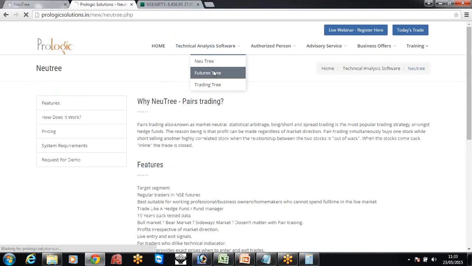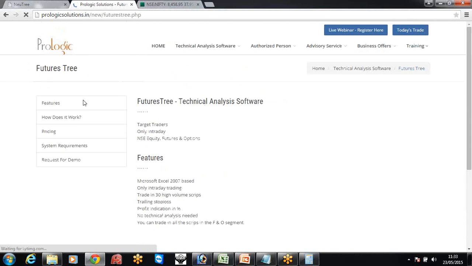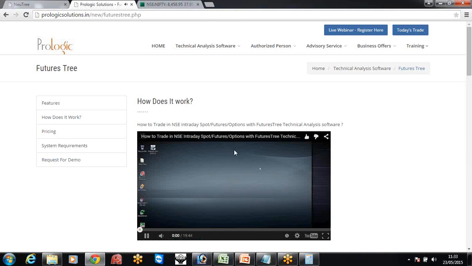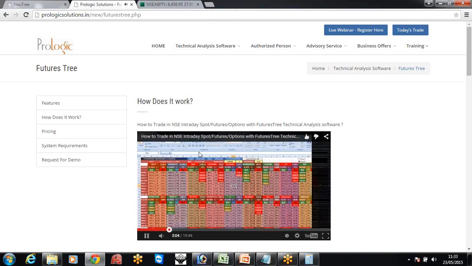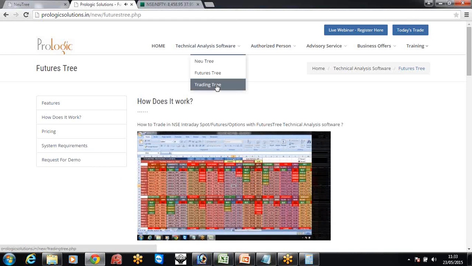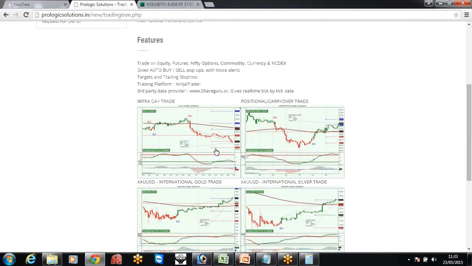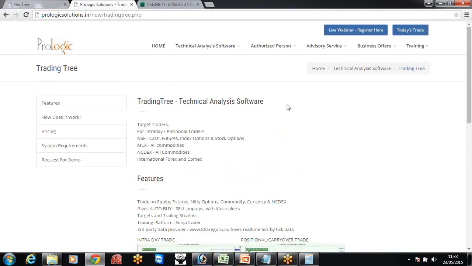Apart from this, we have futures trade. That is your technical charts and, sorry, you have the Microsoft Excel application that we have on an intraday basis. This is a completely different application. And the third application we have is the charting software. So we have three different softwares, three different ways you can trade. Pair trading is carryover trades, usually not intraday. You should carry over, then only you'll be able to make profits.